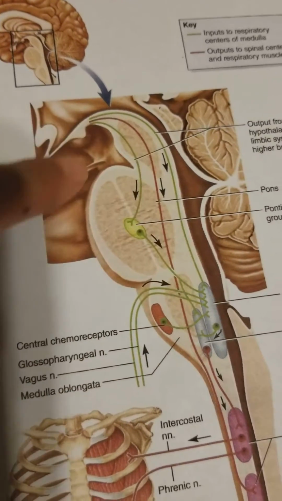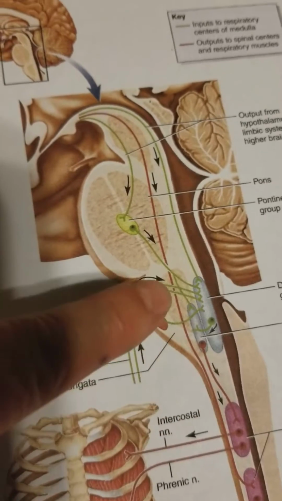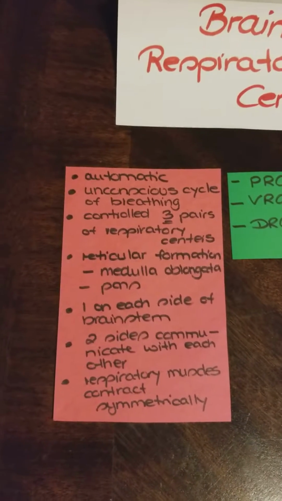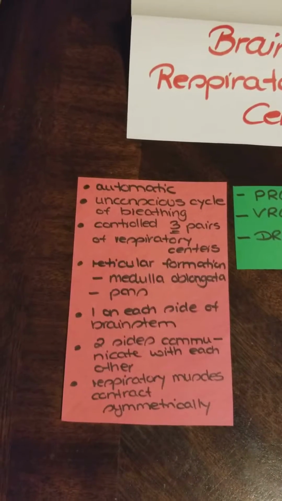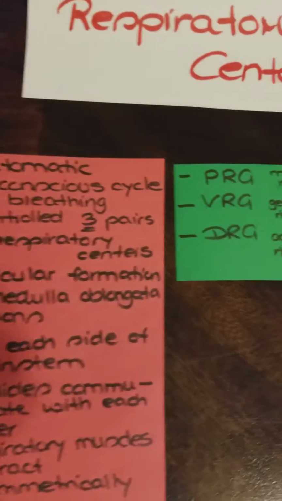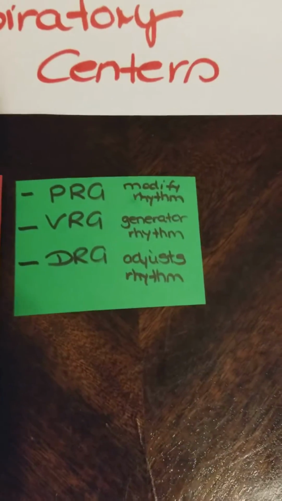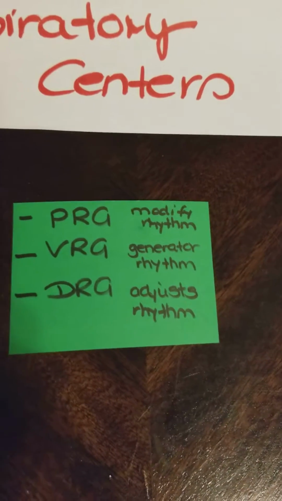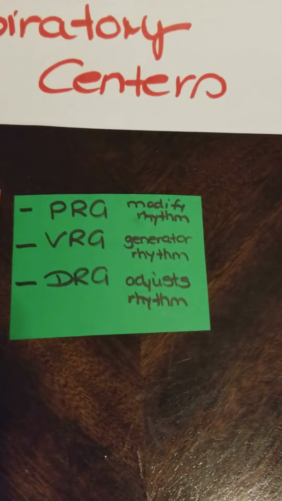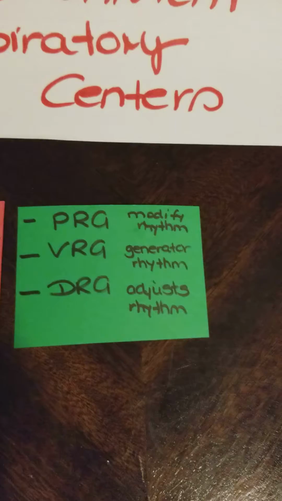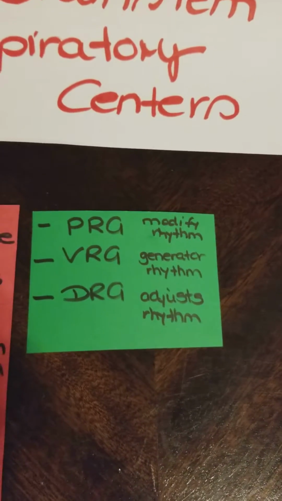So here you have the pons and the medulla oblongata. You have one on each side of the brainstem, and both sides communicate with each other to make sure that the respiratory muscles contract symmetrically. To shorthand what the groups do: the pontine respiratory group can modify the rhythm, the ventral respiratory group is the primary generator of the rhythm, and the dorsal respiratory group adjusts the rhythm if needed.